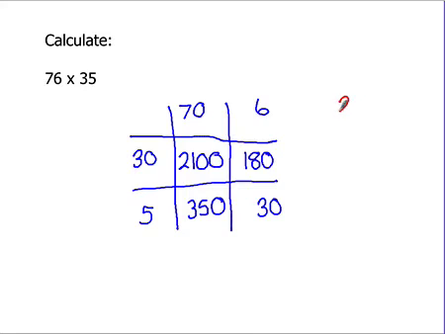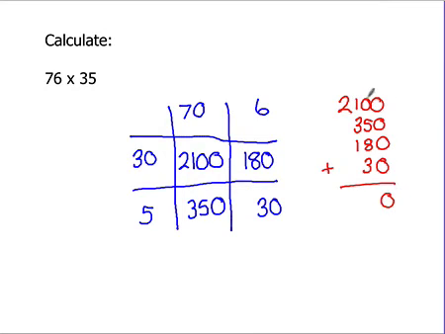So with this question I can probably do it still all in one column. 2,100, 350, 180 and 30. So I'm going to have a row of zeros, and then 5 add 8 is 13, add another 3 is 16, 1 add 1 is 1 add 3 add 1 is 5, add the 1 that I've carried gives me 6, and I've still got the 2 on the front, 2,660.